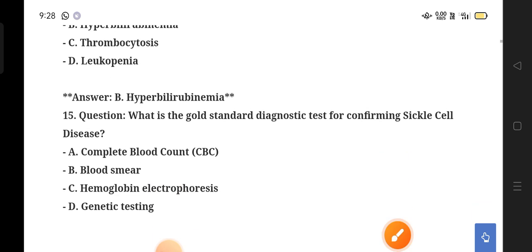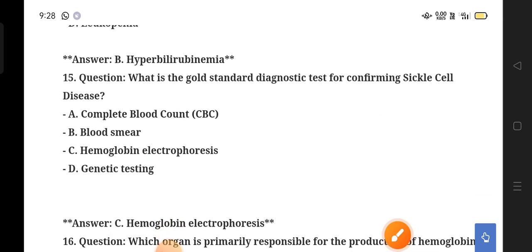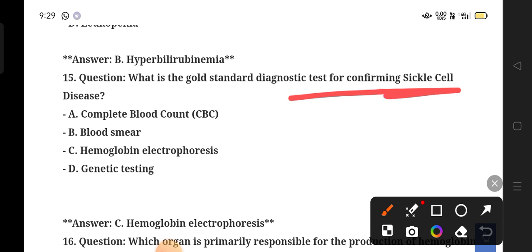Next, what is the gold standard diagnostic test for confirming sickle cell disease? So this is also very important. What is the gold standard diagnostic test for confirming sickle cell disease? Option C, hemoglobin electrophoresis.